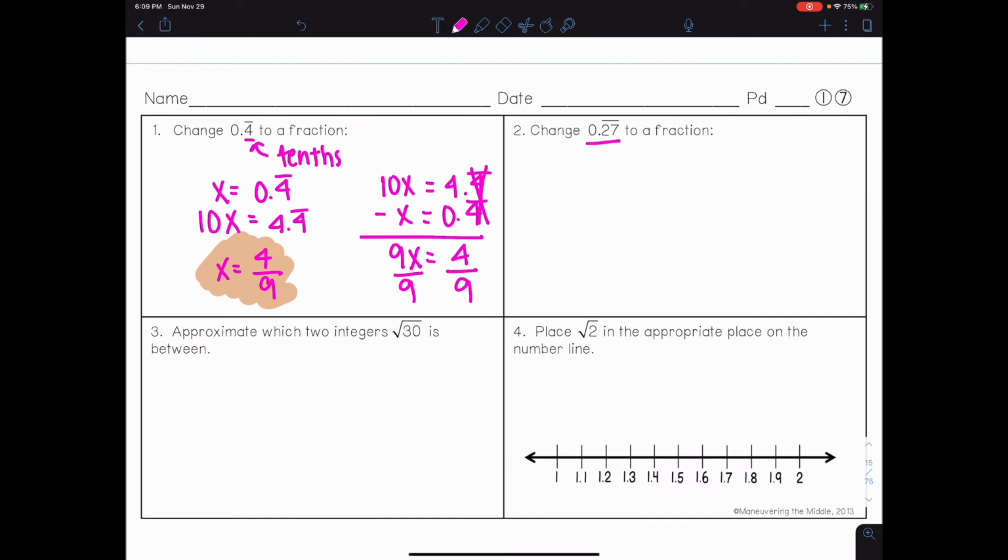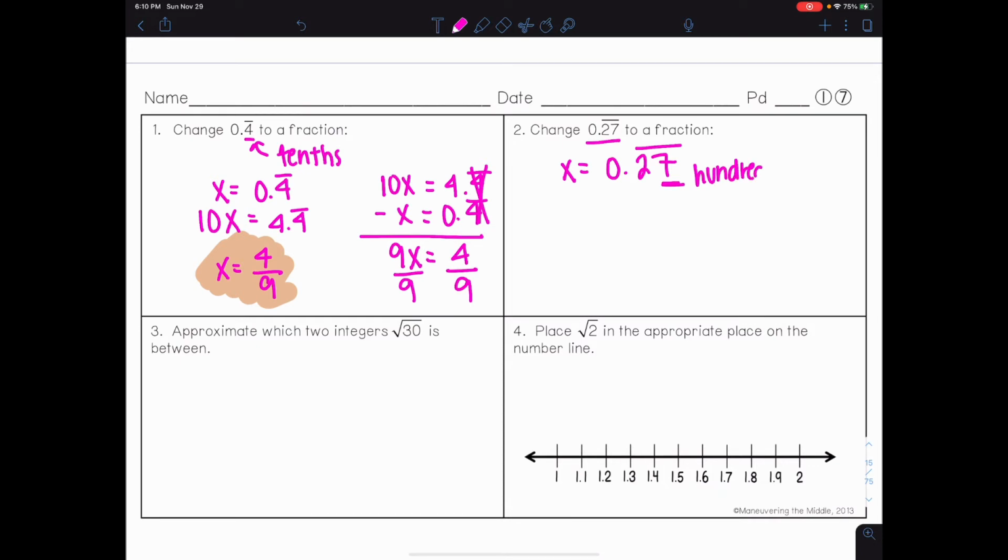Okay, so the first thing we're going to do is set our repeating decimal equal to x. Then we're going to say, well, which place value does our decimal stop repeating? It stops repeating in the hundreds place. Since it stops repeating there, we'll multiply both sides of the equation by 100. And then we'll subtract off our original value from both sides.